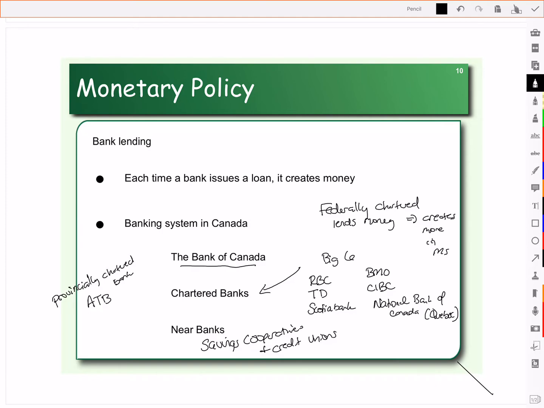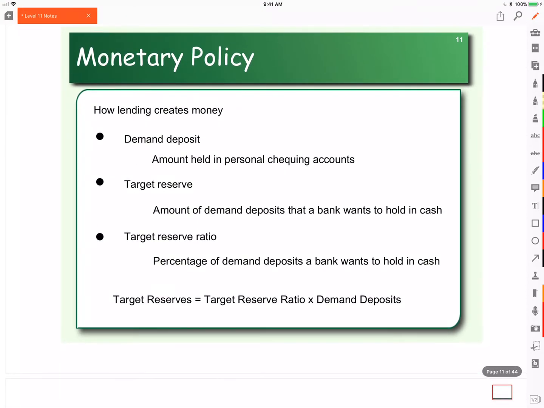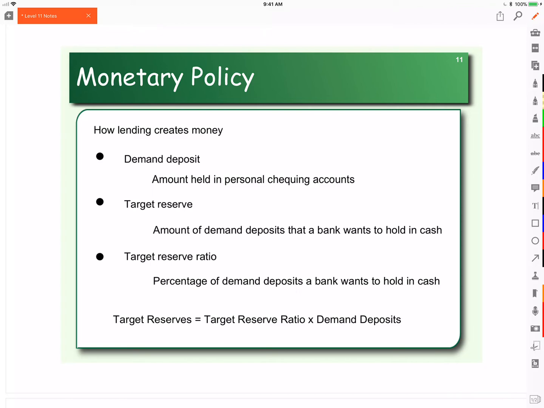All right, so let's look at how lending creates money. All right, so we have our demand deposits. That's the money you put into your checking account. And then from the money you put into your checking account, we have a target reserve. So the target reserve is the portion of the demand deposits that the bank must hold as cash. They cannot lend it out. And with our chartered banks, some of that target reserve is actually held at the Bank of Canada.